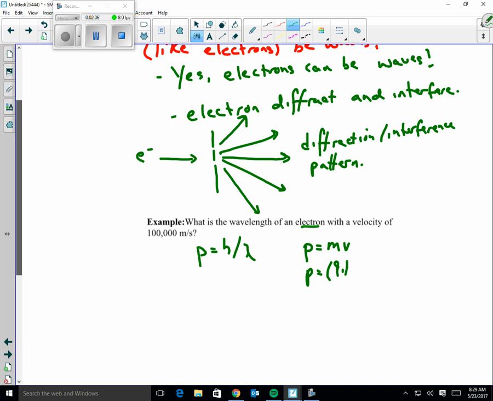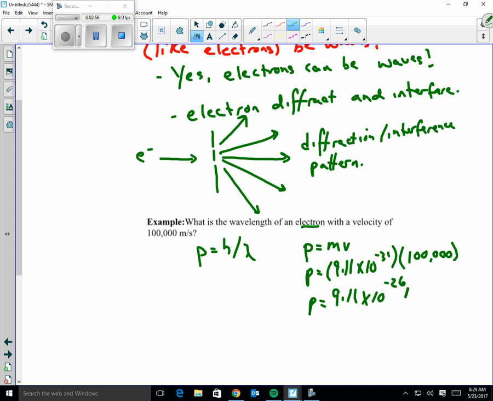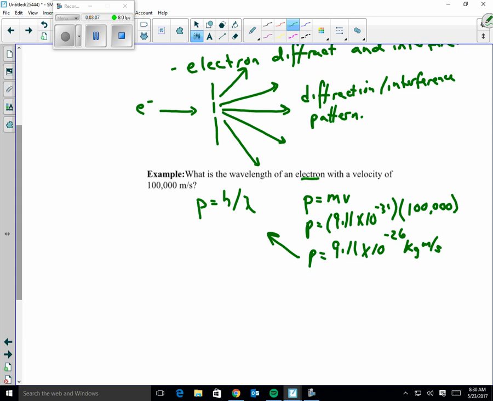Mass of an electron is 9.11 times 10 to the minus 31. And here we have a velocity of 100,000. And that's going to give us a momentum of 9.11 times 10 to the minus 26 kilogram meters per second.